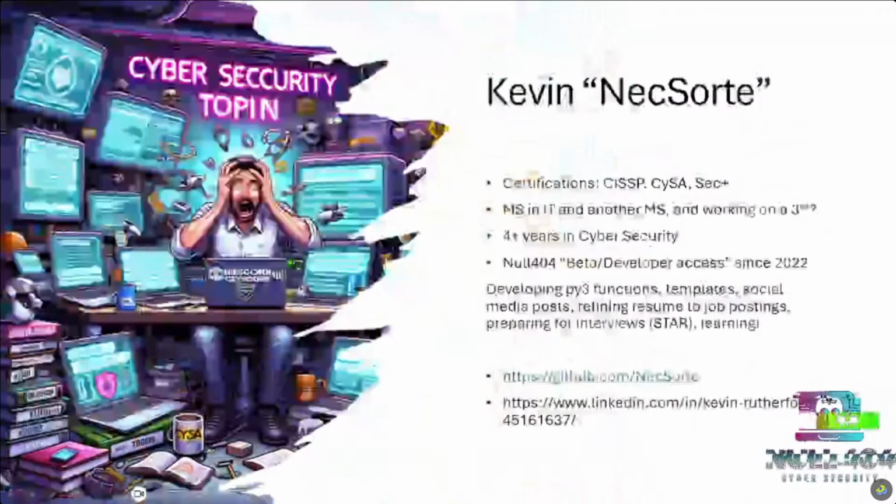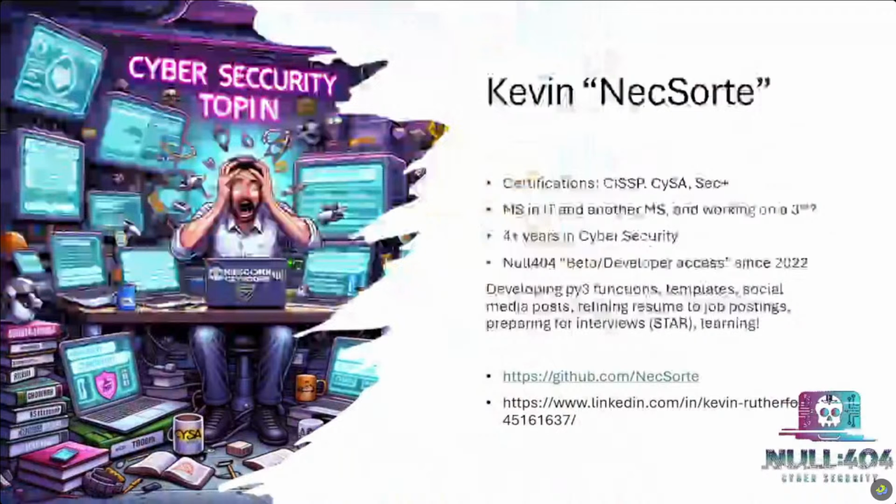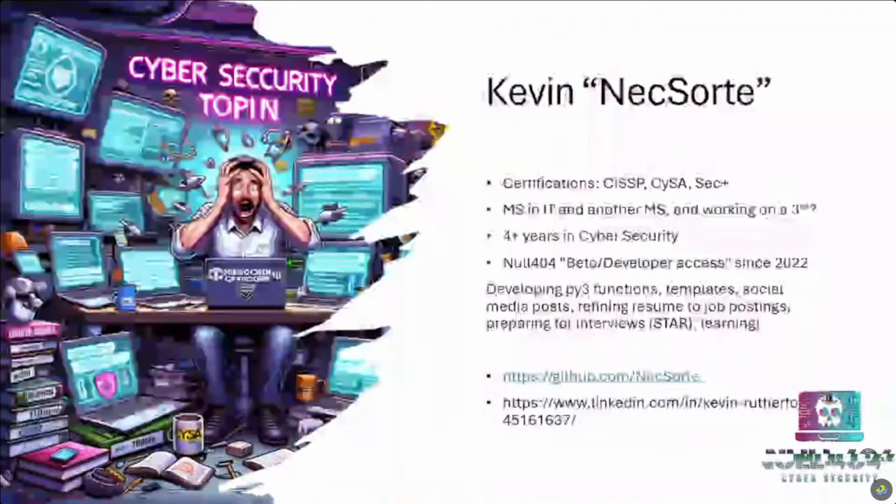So, real quick, a little bit about myself: CISSP, CUSA, Security+, and I'm always studying for a new one. MS in information technology with information system security, another degree, something else. Working on the third because I hate myself. Four years in cybersecurity. Started Null 404. I actually had beta developer access to OpenAI before ChatGPT, I think circa 2022, so I should put an asterisk there. Really playing with it a little bit in that beta access, seeing what it could do.